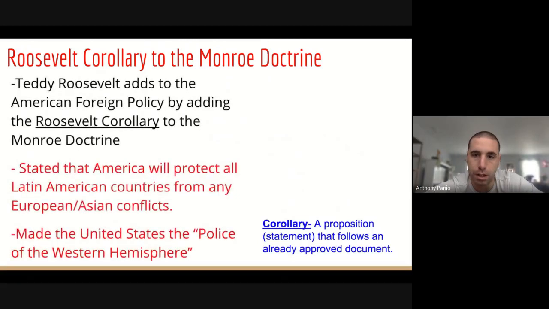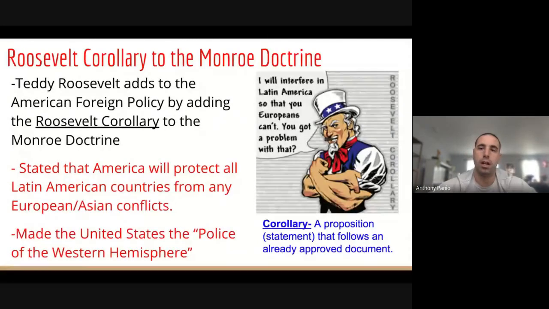So let's take a look at this: Roosevelt's query to the Monroe Doctrine. You can pause the video if you need, but basically Teddy Roosevelt, as one of his first acts as president, and one of his first acts in American foreign policy, wants to add what's known as the Roosevelt Corollary to the Monroe Doctrine.